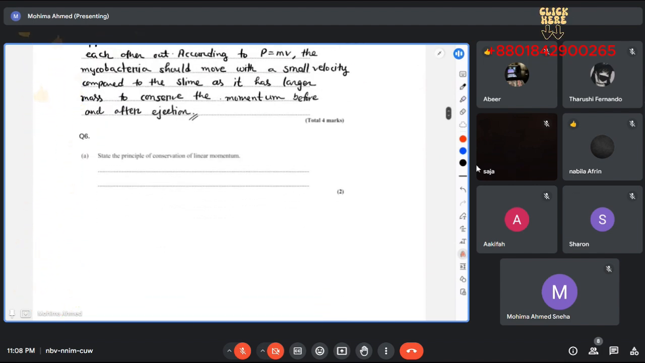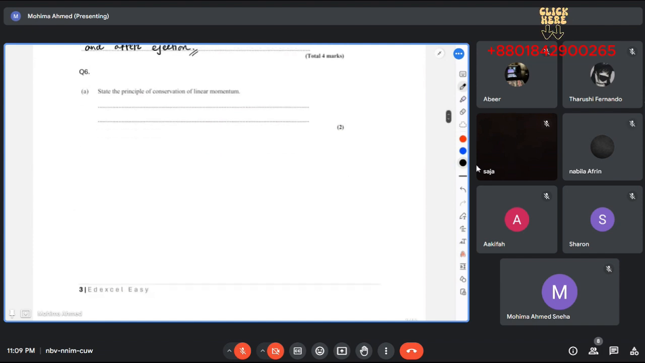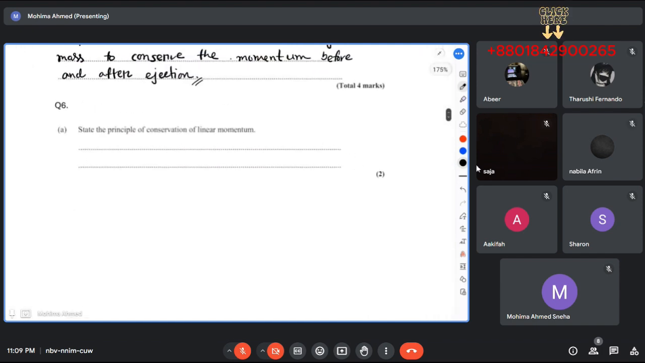State the principle of conservation of momentum. What is this? This is a two-mark question, by the way. So, what is the answer for this question? Momentum before collision is equal to momentum after collision provided in a closed system. In a closed system, will not work. Oh, no external force. No external force acts on the system, right? Yes. I think in a closed system is a nice name for chemistry.